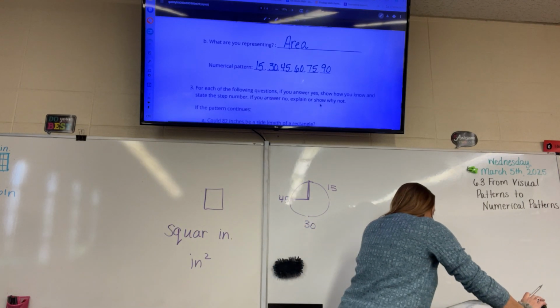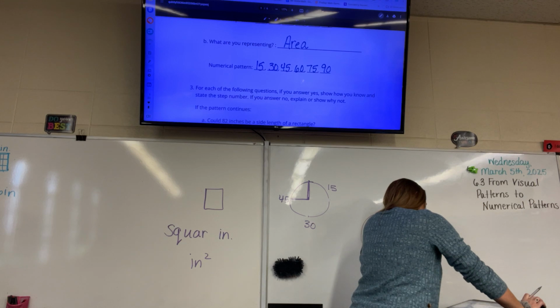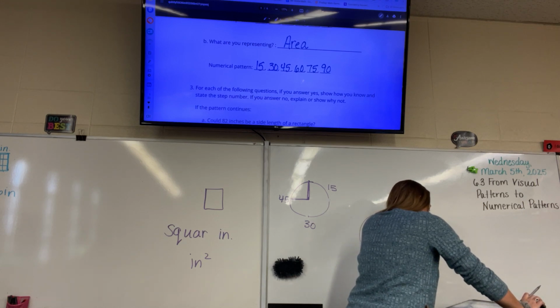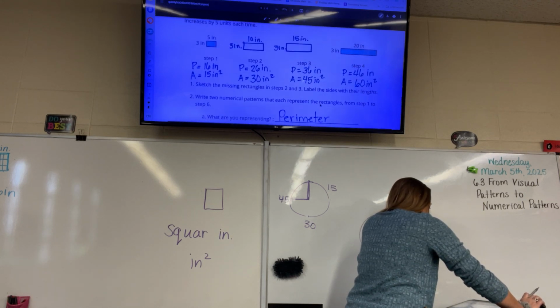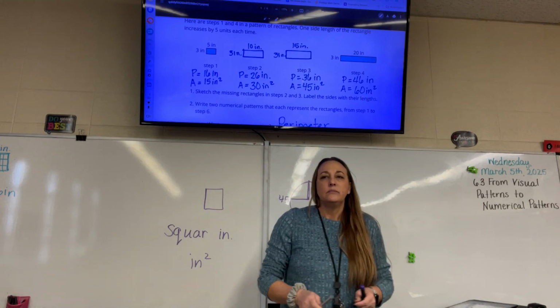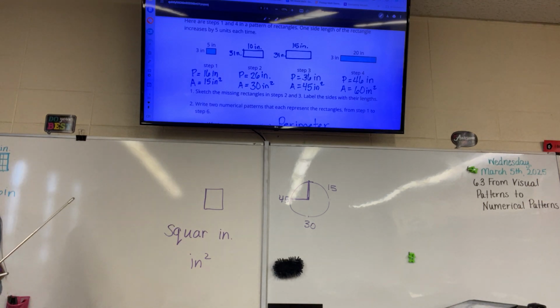Okay, for each of the following questions, if you answer yes, show how you know and state the step number. If you answer no, explain or show why not. Could 82 be a side length of a rectangle? Autrey, why not? It can't be because you're going up by 5 and 82 is not a multiple of 5. Oh, that was a beautiful answer. Did you guys hear that?